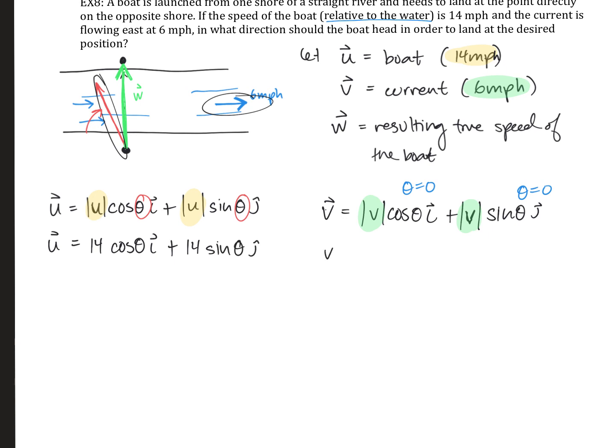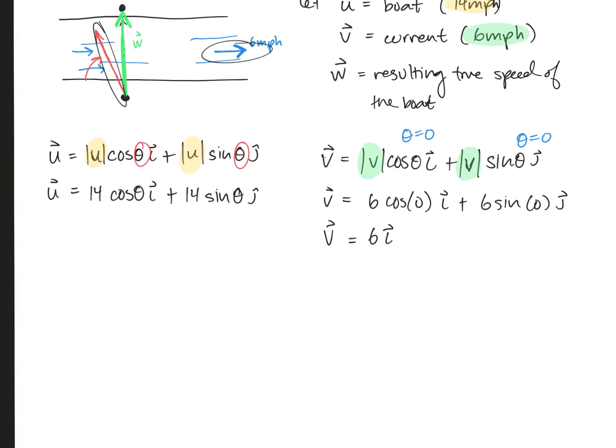And then v is going to equal, we have the 6 cosine of 0 I plus 6 sine of 0 j. And then simplifying that out, we're going to get that v is 6j. Alright, so what will w be? We don't know what theta is yet, so we're just going to plug this into w and see if we can figure something out.